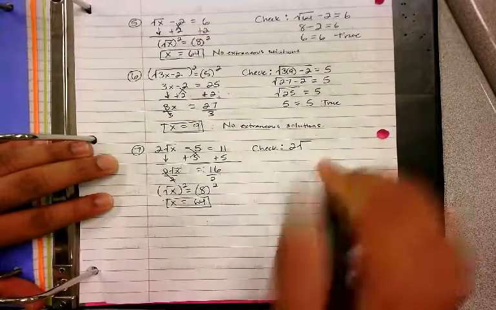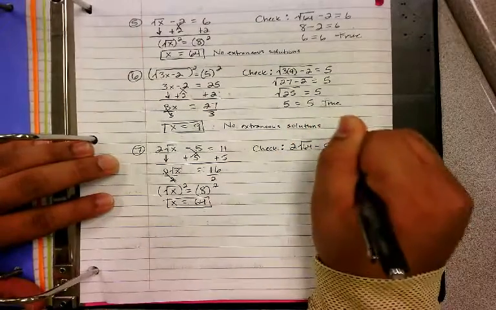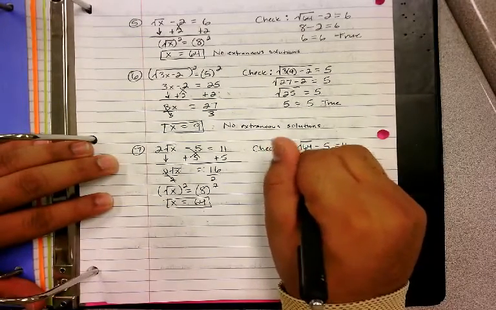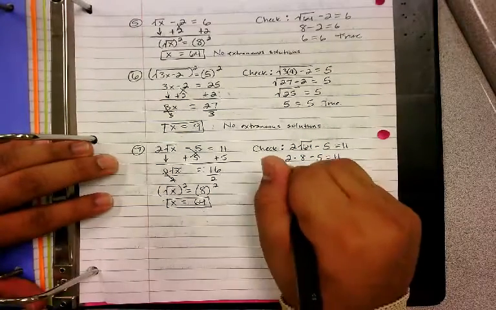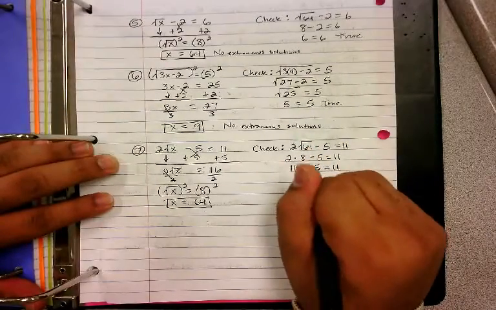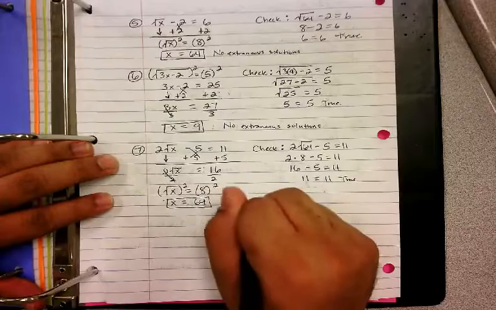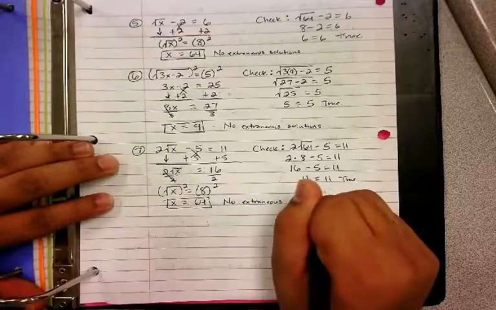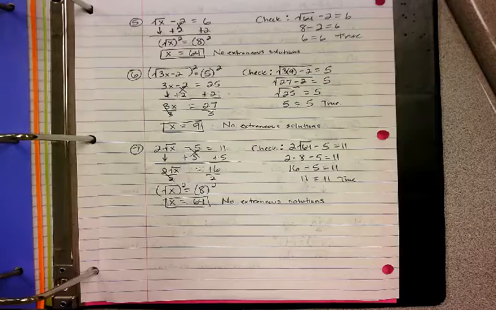So 2 times the square root of 64, that's what we got for x, minus 5 equals 11. 2 times the square root of 64 is just saying 2 times 8 minus 5 equals 11. 2 times 8 is 16, minus 5 equals 11. 16 minus 5 is 11, equals 11. That is true. So there are no extraneous solutions.